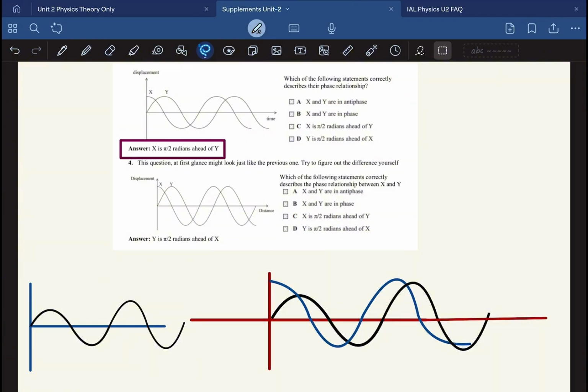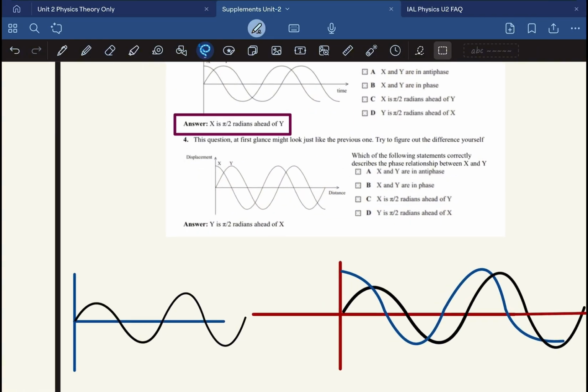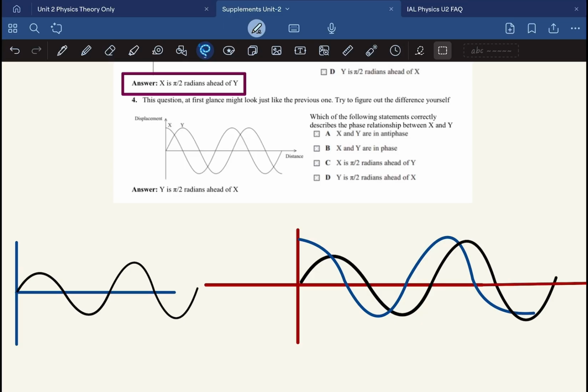So basically this is how the graph looks, right? Now in this graph, we know from this position to this position, this is one complete cycle. This is one complete cycle. And we know this is called 2 pi. And we know this is known as pi.